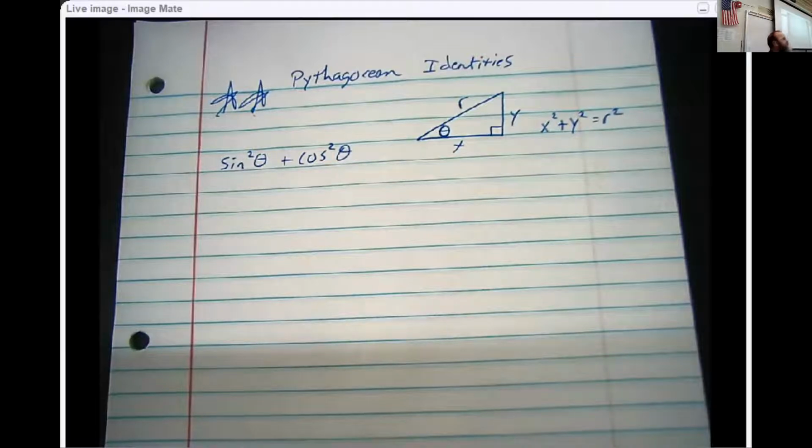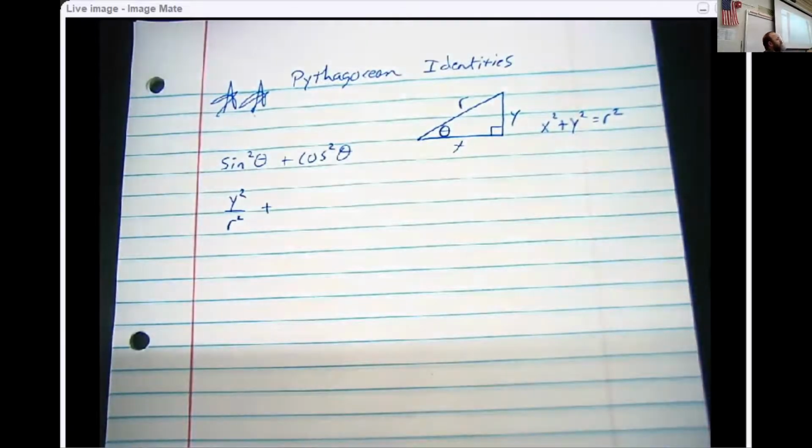So who's got, what is the sine of theta? Y over r. So if you squared that, what would you get? You'd get y squared over r squared, right? What is the cosine squared?